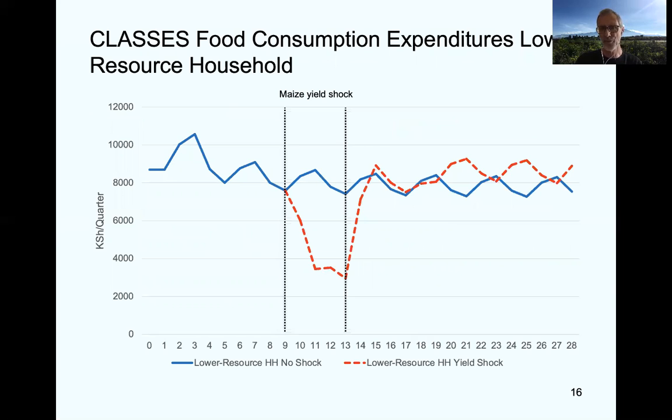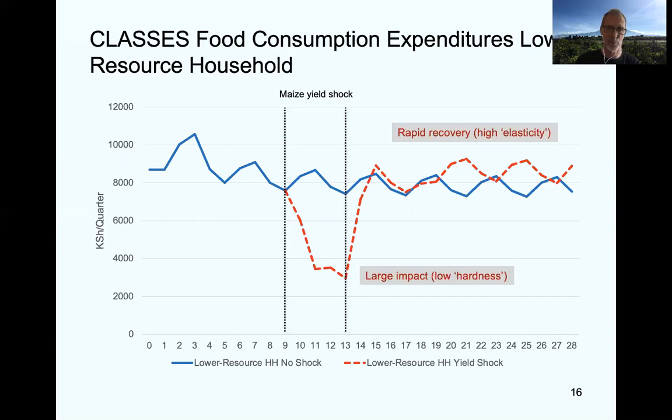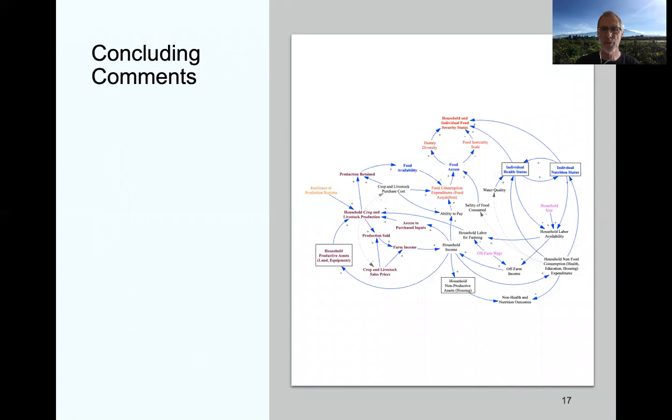And this graph actually just shows what the pattern is and tries to help us assess why we have low hardness yet high elasticity. So there's a large impact here when there is a shock, and this is for the average value that I showed you previously, the average yield loss for the duration of 4 quarters. But we also do see relatively rapid and complete recovery, in fact, to some levels that are higher than they would have been before. So this illustrates graphically the kinds of ideas that we are trying to get at by incorporating these indicators. Okay. So finally, a few concluding comments.